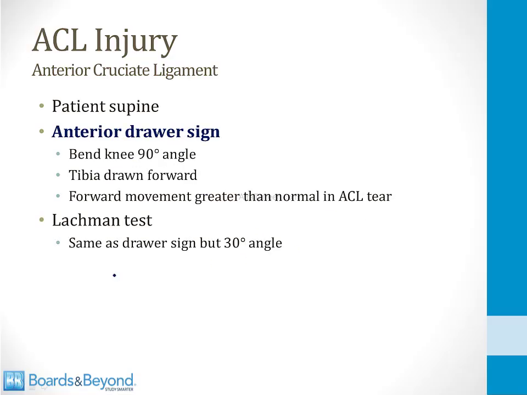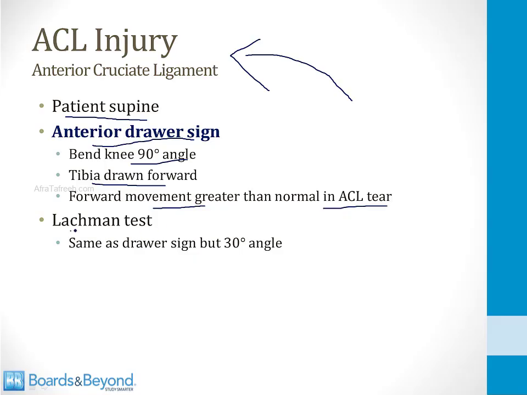So when this injury occurs, the knee will be swollen and unstable, and the way you can make the diagnosis of this at the bedside is to put the patient in a supine position lying on their back and test for the anterior drawer sign. The way you do this is you bend the knee at a 90-degree angle and you pull the tibia forward. And remember what I told you before, the ACL resists forward movement of the tibia. If you see exaggerated forward movement greater than normal, that suggests an ACL tear.